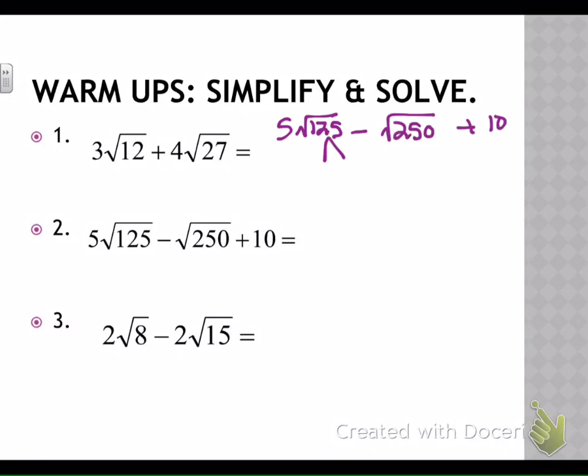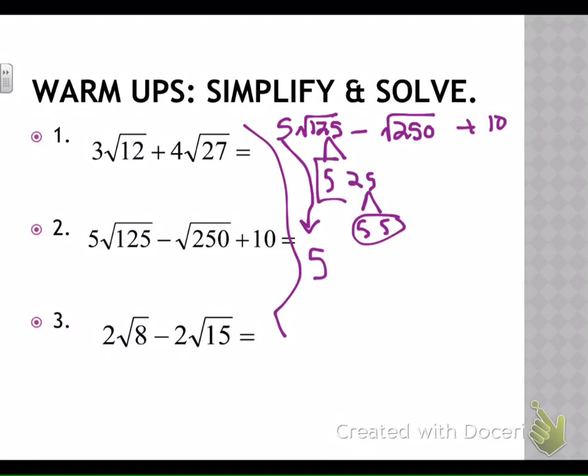Okay, 125. First of all, let's bring that 5 down so we do not forget it. We could do 5 and 25, 5 and 5. So we have a pair there. Box that one. So since we have a pair, 1 5 goes out. Under the square root is what's left over, which is 5.